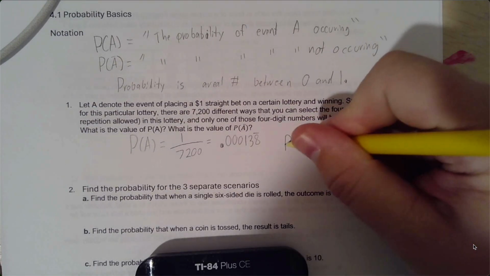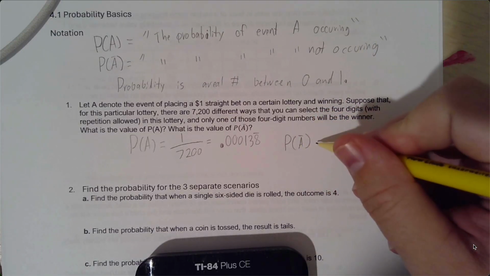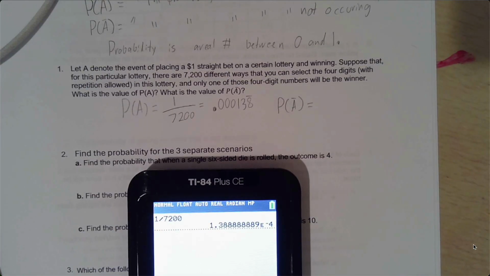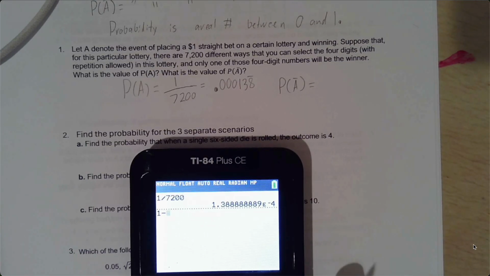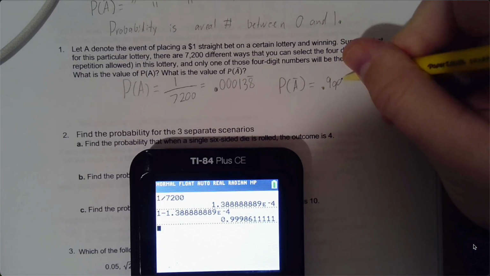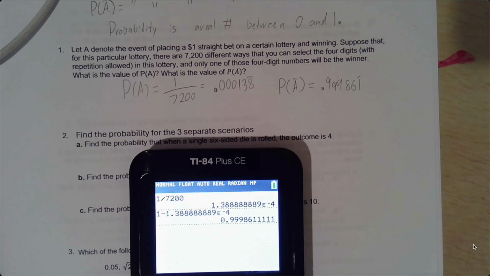Well, then how do I find the complement? So they want P of the probability of the complement of A not occurring. Now there are two things you can do. You can either manually calculate it, or you can take your result and then do the opposite. One thing to know about complement probabilities, you can literally just do 1 minus, and I can copy that answer. And so now I get 0.999861 repeating. And of course, your online homework will tell you how much they want that rounded to.